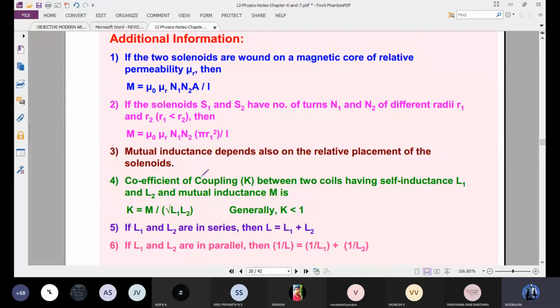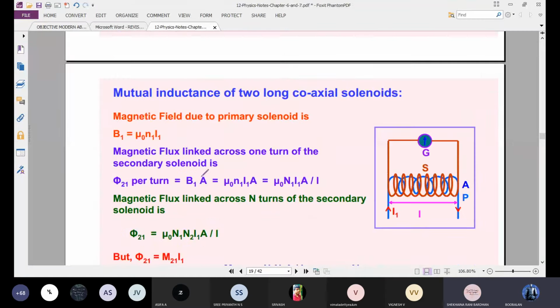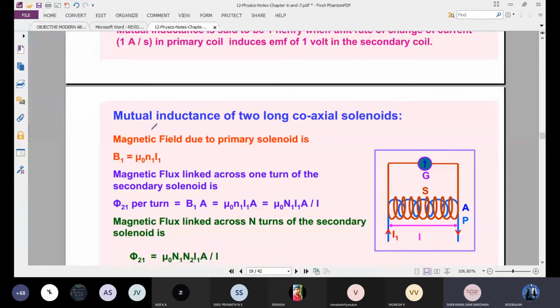Excuse me, sir. Yes, ma'am. The mutual induction of two long coaxial solenoids, it was there, sir. What does coaxial solenoid mean, sir? Coaxial solenoid means same axis. See now, in the center line we will place one inside the other. Different axes, it is not there. Same axis. Axis means the coil turns' center point is equal. Okay, sir.